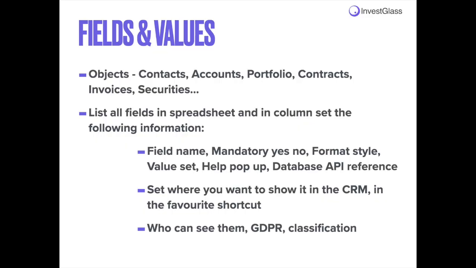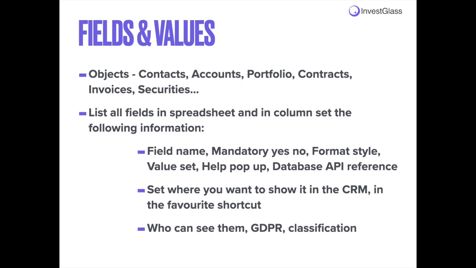Just set the type of accounts, contacts, portfolio, contracts, and fields you wish to collect. You list all the fields in a spreadsheet, and each column should have the field name, whether it's mandatory, and what the format is. If you need a value set, for example a list of countries, by default InvestGlass will start with Afghanistan because it's the first in the list. Perhaps if you are a bank in Switzerland, you want to start with Switzerland, France, Germany, Austria, and have a different type of value set list. So this is what a value set list is.